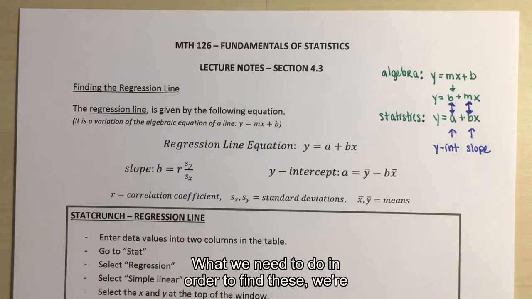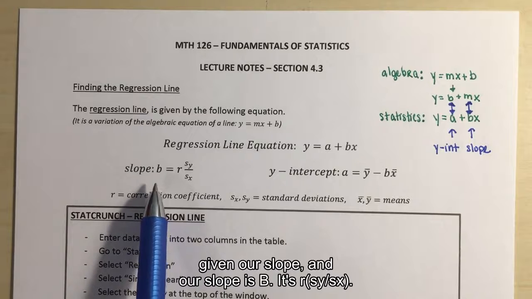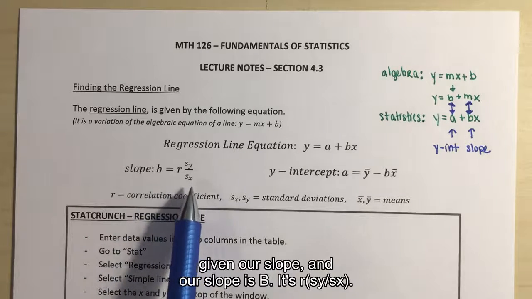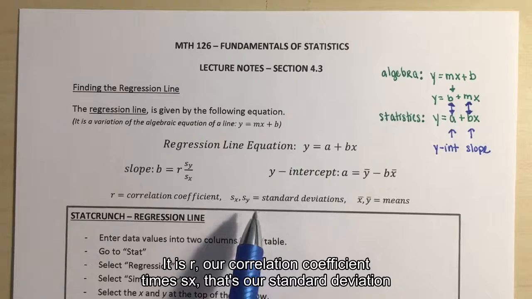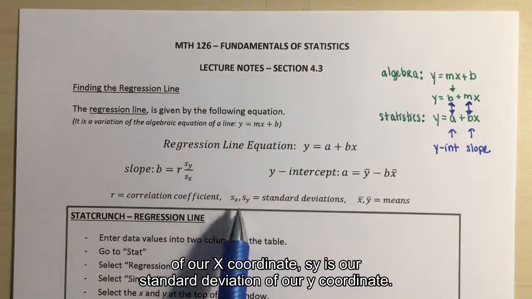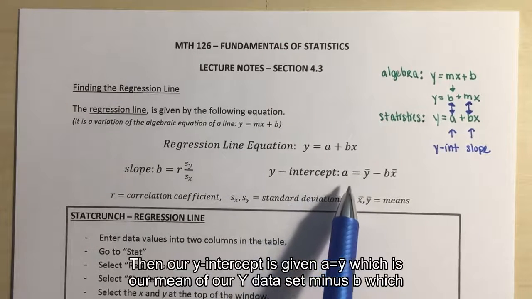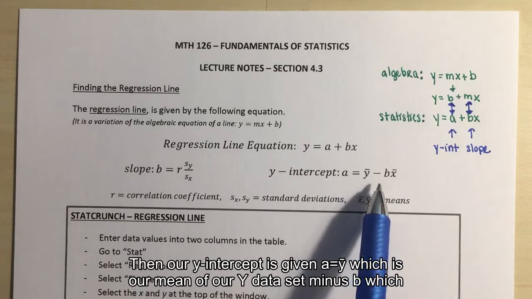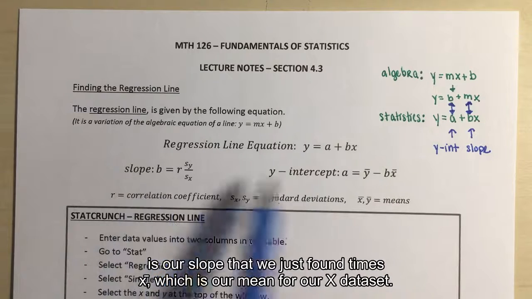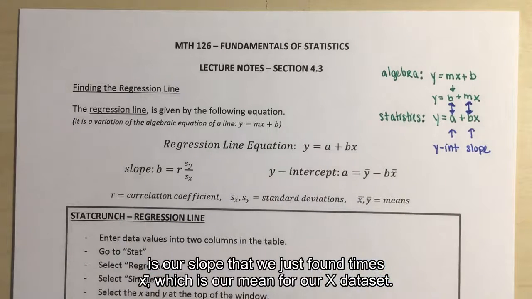Now, in order to find these, our slope is b, which is r times sy over sx. So it is r, our correlation coefficient, times sy over sx, where sx is the standard deviation of our x-coordinate and sy is the standard deviation of our y-coordinate. And then our y-intercept is given by a equals y bar, which is the mean of our y data set, minus b, which is our slope that we just found, times x bar, which is the mean of our x data set.